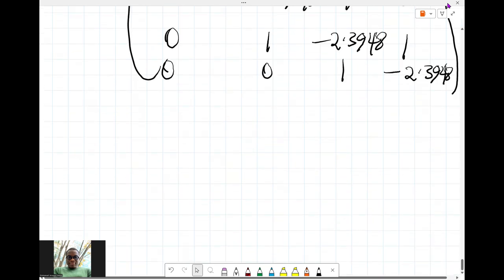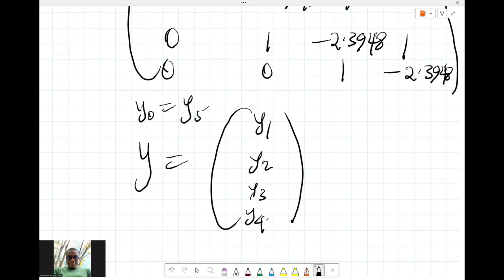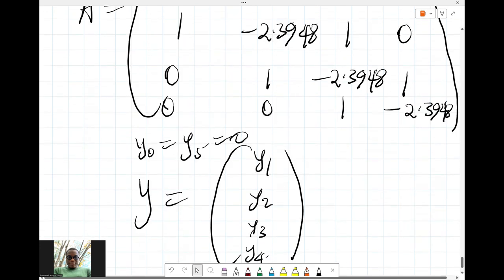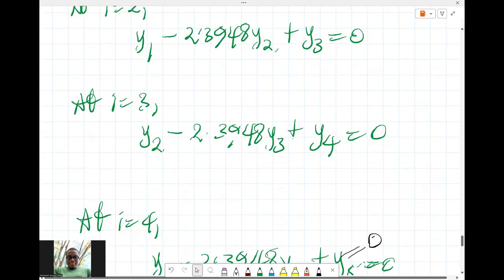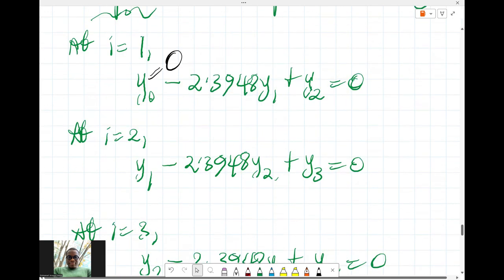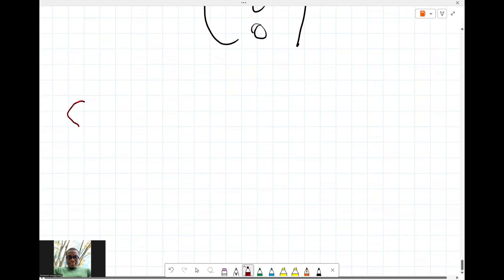Then of course the y we will be solving is y equals y1, y2, y3, y4. Since we already know y0 and y5, we already know that y0 is equal to y5 is equal to 0. Those are the boundary conditions that we already have. Then, of course, the b, that's the right-hand side now. The b now is simply 0 all the way, 1, 2, 3, 4. That's what our b is going to look like. So that's the linear system from what we have. So with that taken care of, we can go for step 4.